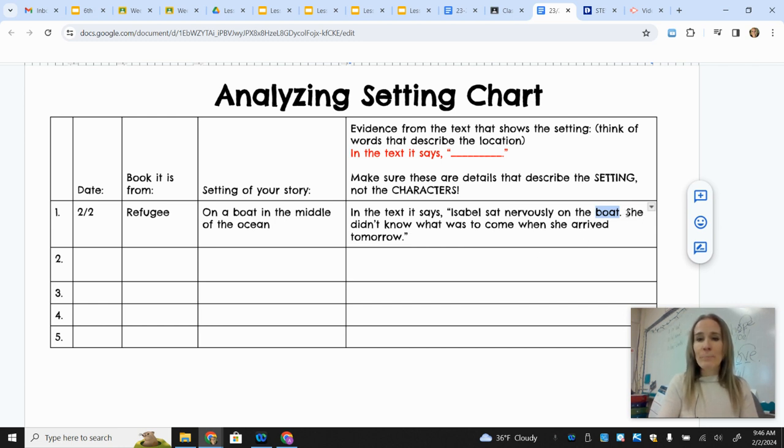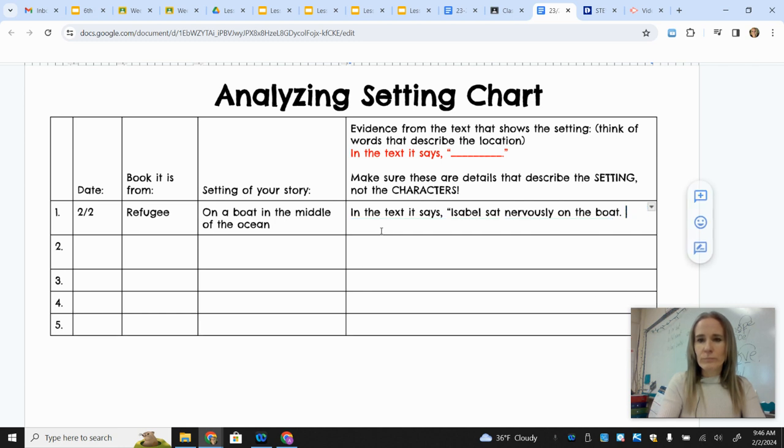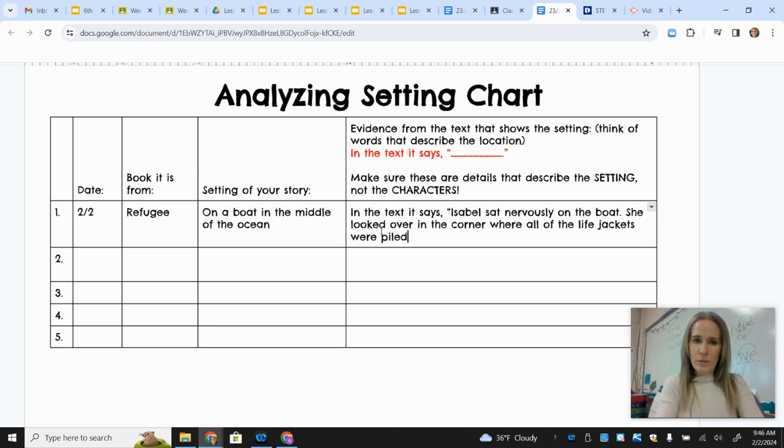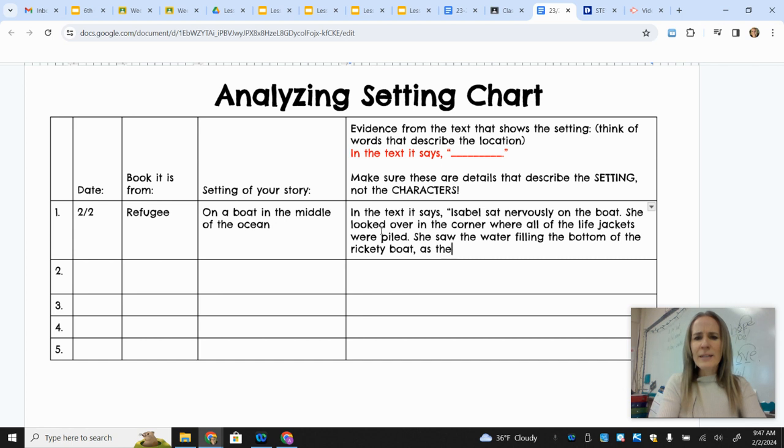Now, if it said, Isabel sat nervously on the boat, she looked over in the corner where all of the life jackets were piled. She saw the water filling the bottom of the rickety boat as the giant waves splashed over the side. Now I've named the setting as she's on a boat in the middle of the ocean over here, but in my evidence box, I have very clearly picked out text evidence that describes what you would see in that setting. So I know she's on the boat. I know there's life jackets piled in the one corner of the boat.